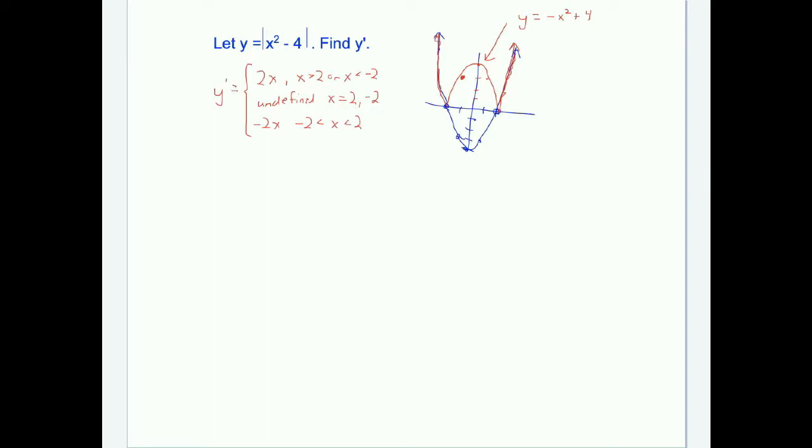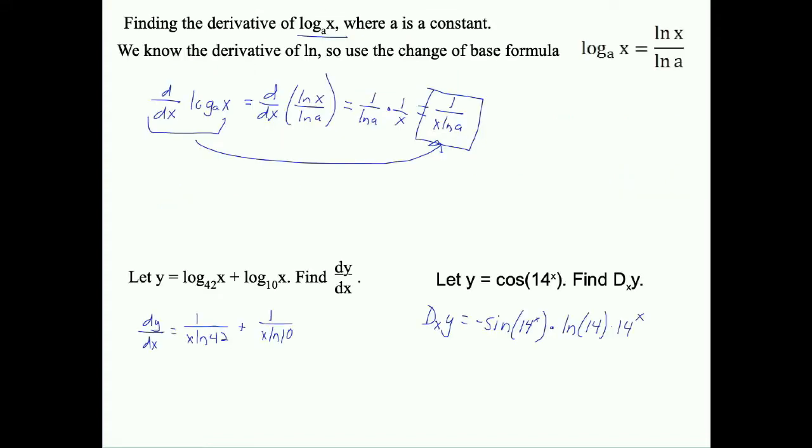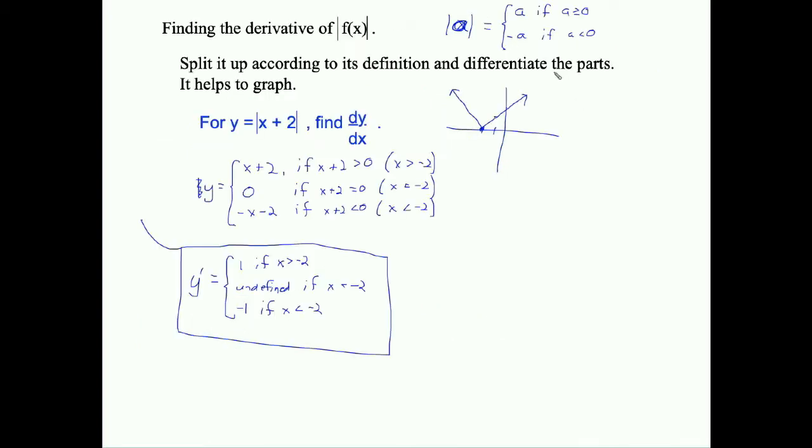So again, in this lesson, we found the derivative of an exponential function. We found the derivative of log base a. And then we talked through some strategies to help us find the derivative of the absolute value of different functions.